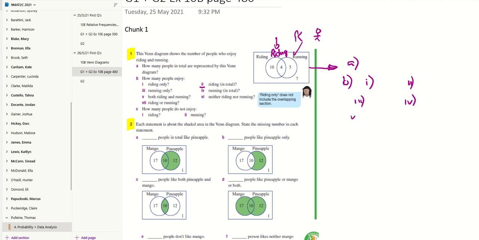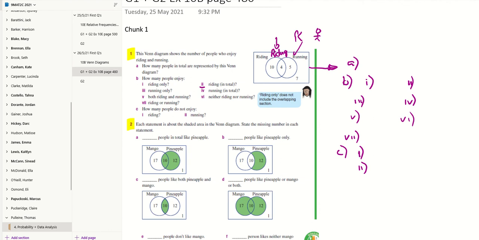Then we're after both running and riding. Where is that information on our diagram? And then neither riding nor running. Okay, and then our last question is riding or running. Think about what that means. Riding or running. What are you adding up? All right, now the last question is those people that don't enjoy things. So C, we're on to now. How many people do not enjoy riding? And then the next one, how many people do not enjoy running?